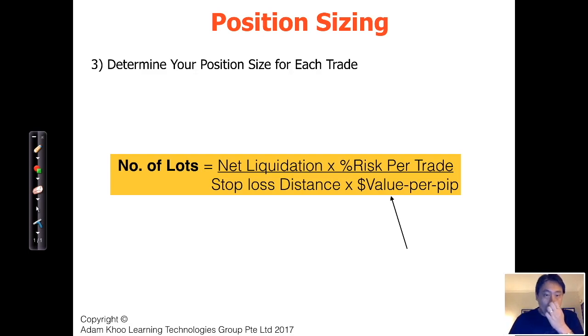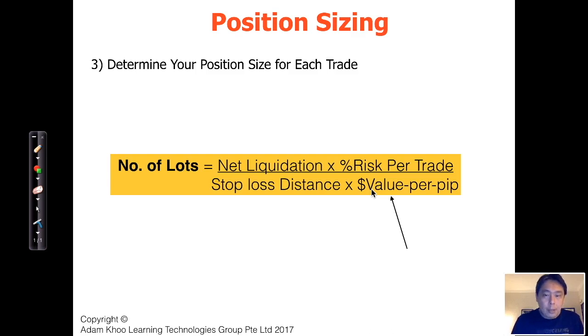Great. So here's the formula. Okay? The number of lots to trade equals your net liquidation, or your current capital, multiplied by your risk per trade, which is 1%, 2%, 3%, divided by your stop loss distance, multiplied by your dollar value per pip, per standard contract.